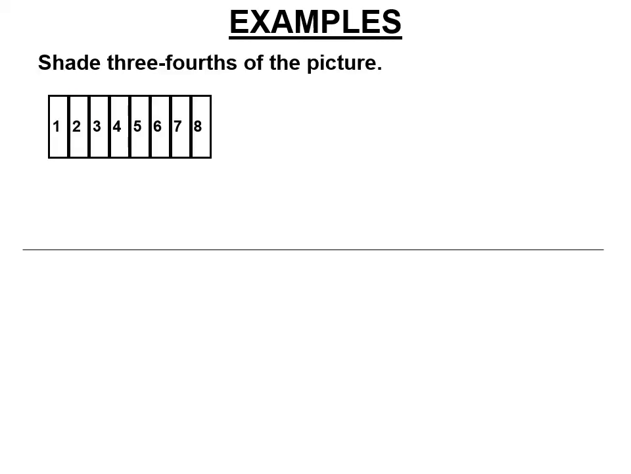All right, so shade 3/4 of the picture. Well, wait a minute, there's 8 spots, right? But what we're trying to get is 3 out of 4 is the same as how many out of 8? Well, you can do it in your head, but here's the work, right? 3/4 is the same as 6 out of 8. So if you're asked for 3/4, you don't do 3, because that would be 3 out of 8. We need 6 out of 8. So 3/4 of this picture is 6 out of 8.